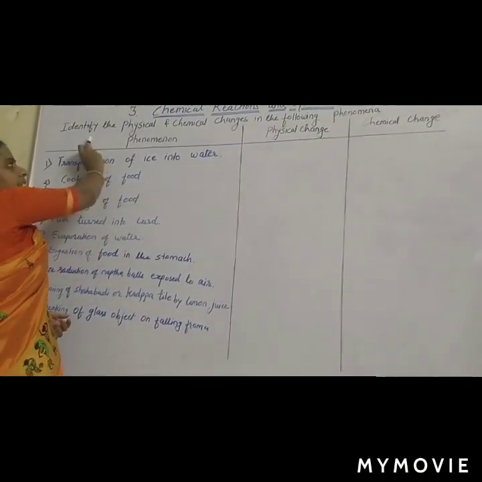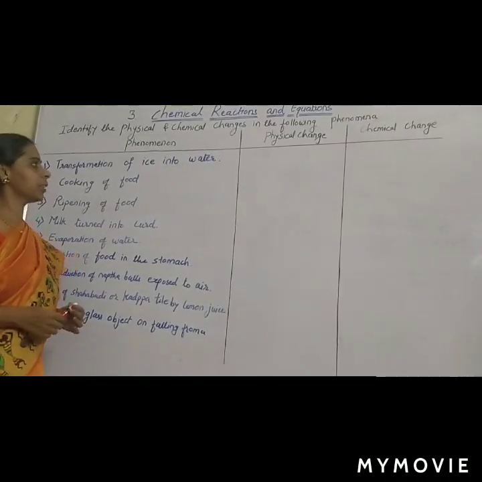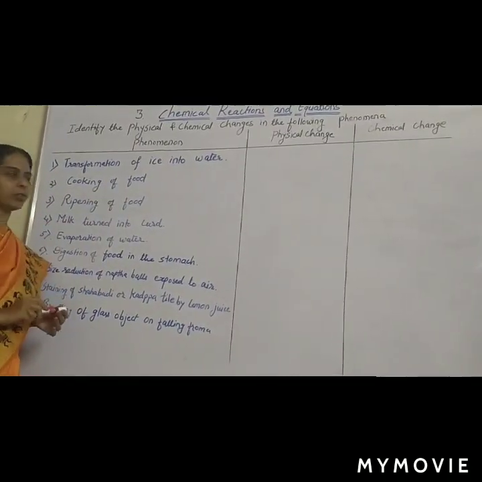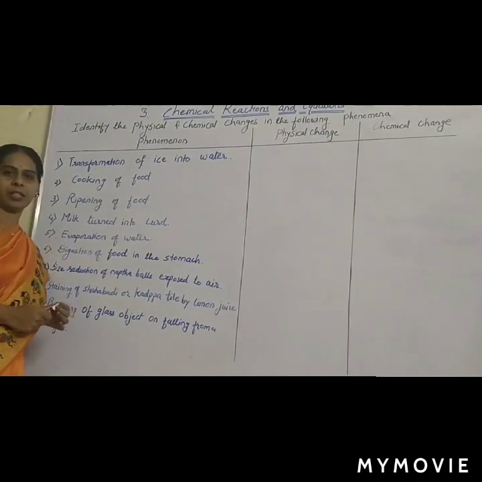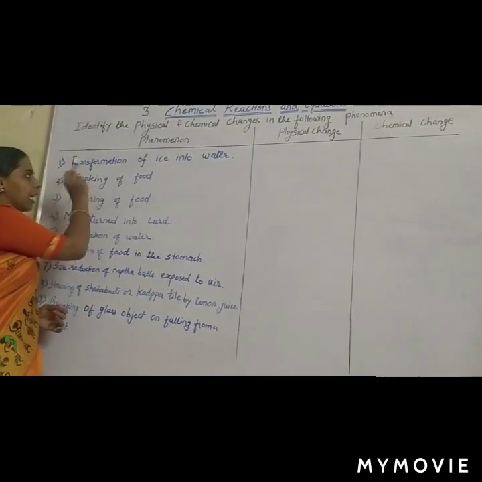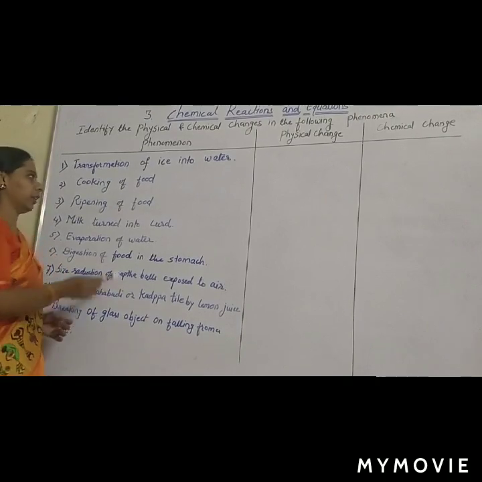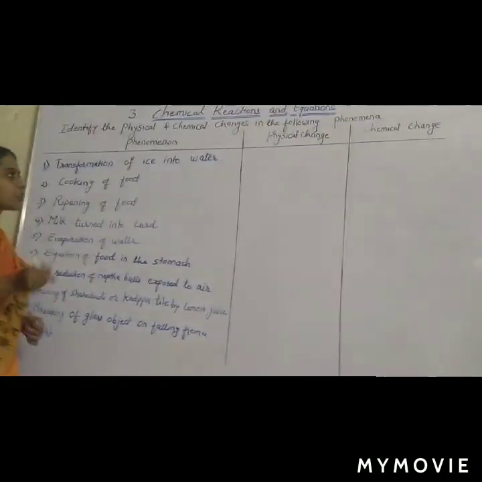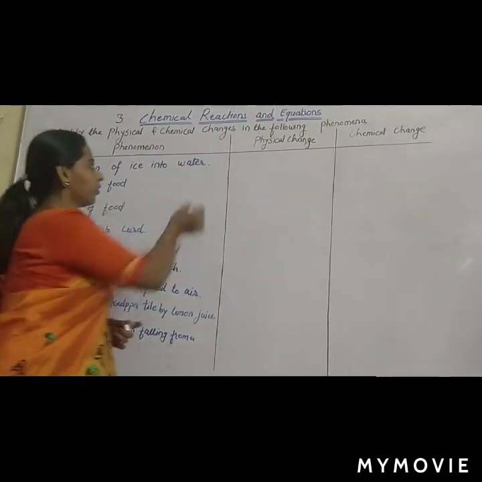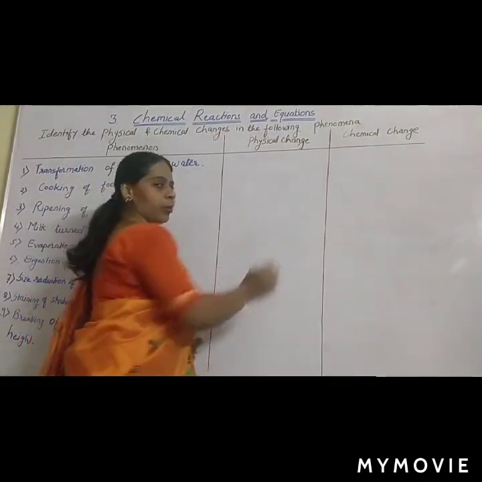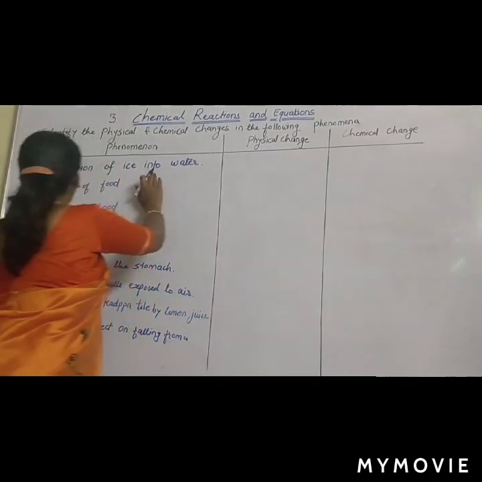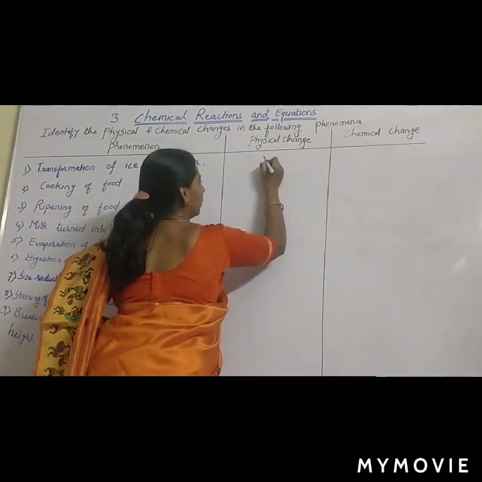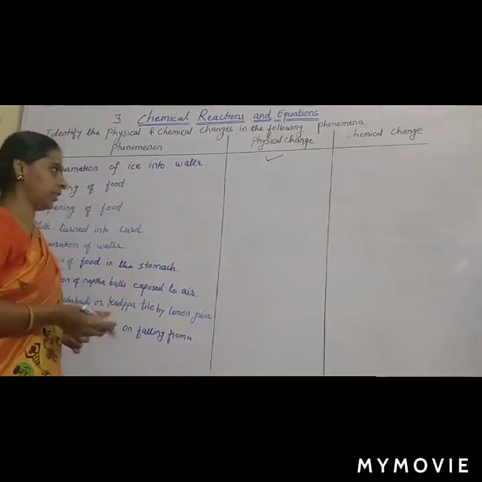Now, next is to identify the physical and chemical changes in the following phenomena. Some phenomena are given here, and you have to identify which category they belong to. First one is transformation of ice into water. What change is carried out during this transformation, physical or chemical? Here only the state of the matter changes, so it comes in the category of physical change.